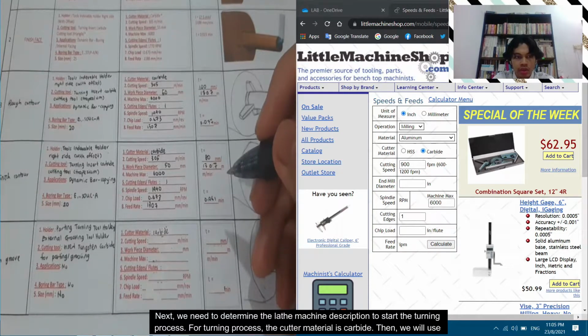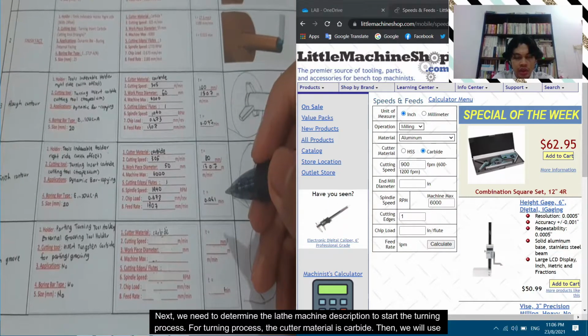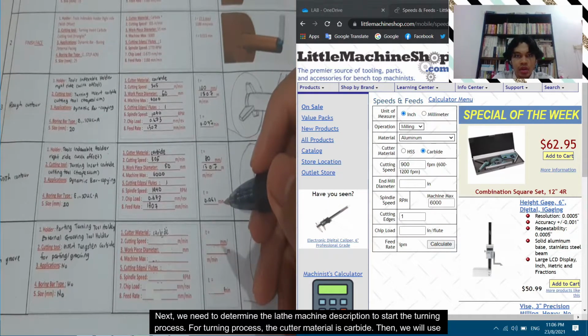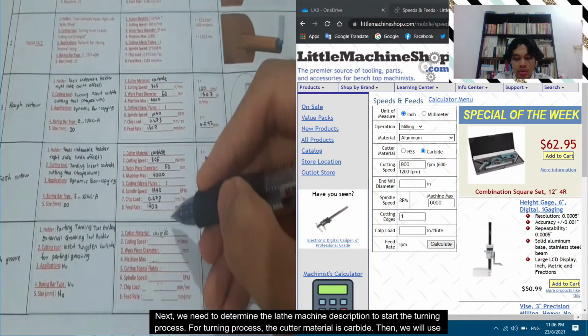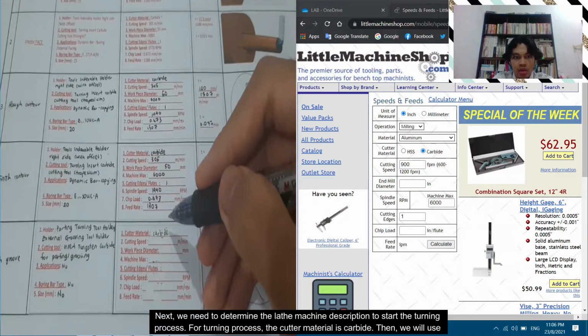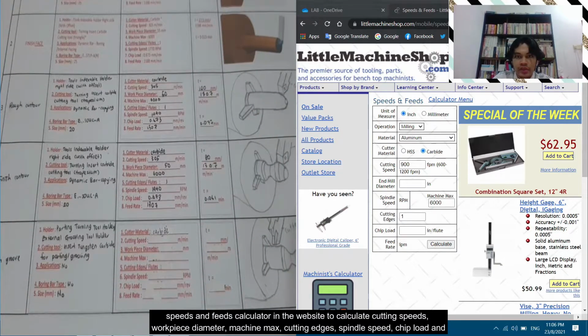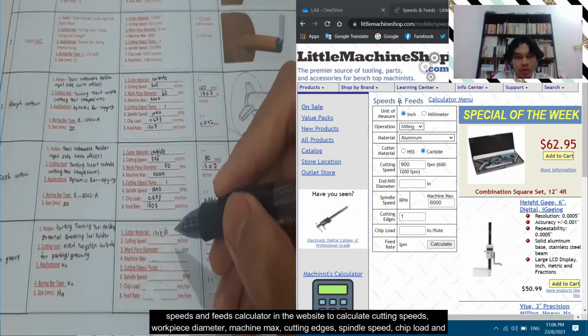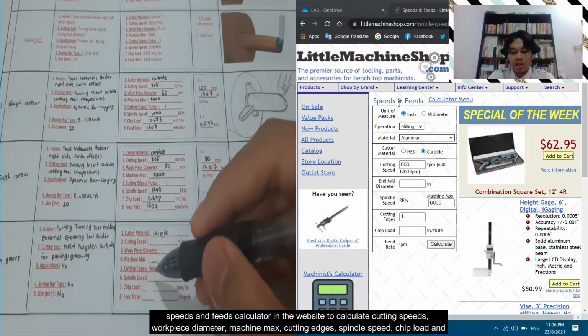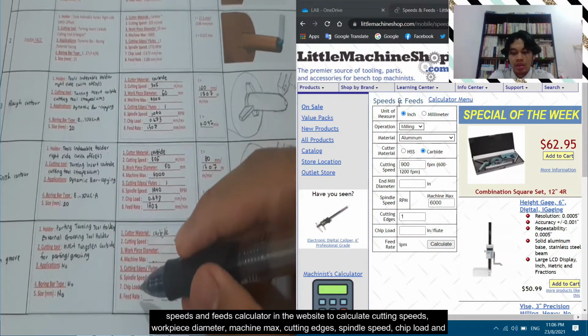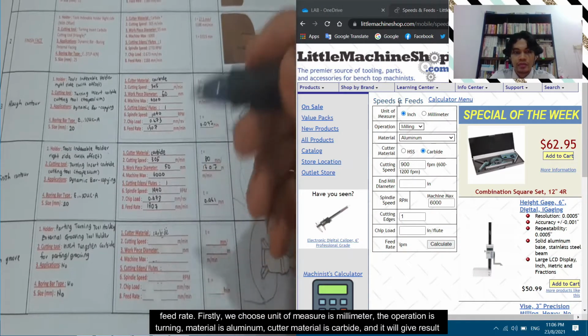Next, we need to determine the LUT machine description to start the turning process. For the turning process, the cutting material is carbide. And then we will use the speeds and feeds calculator on the website to calculate cutting speed, workpiece diameter, machine max, cutting edge, spindle speed, chip load and feed rate.